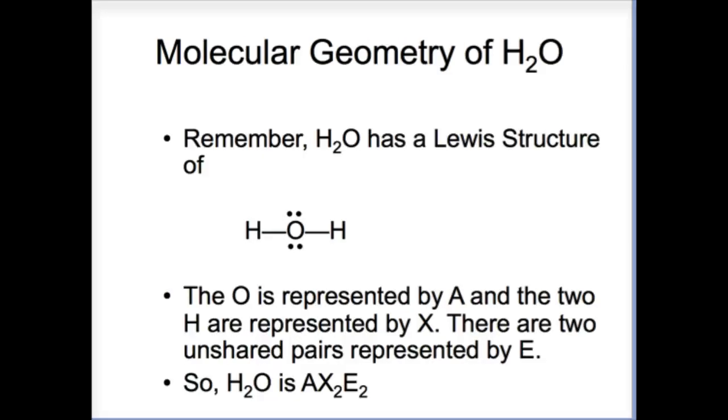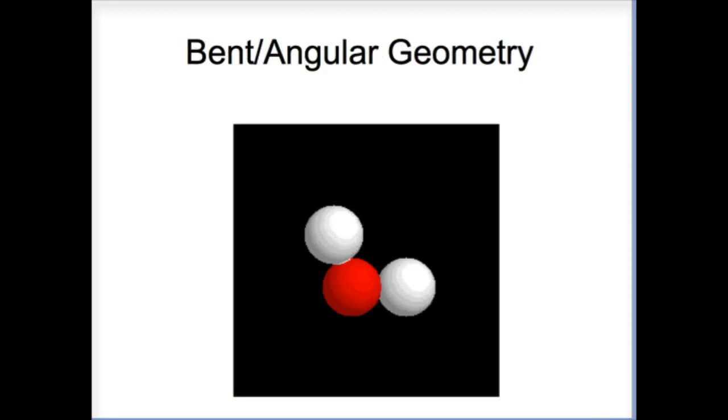Now, another example would be water. Water now has what's known as AX2E2. In other words, I have two sets of electrons on the central atom. These are going to affect the shape, producing what's known as an angular geometry. Now, bent and angular, you see these two terms used simultaneously, but it kind of depends on the general structure from the Lewis structure.